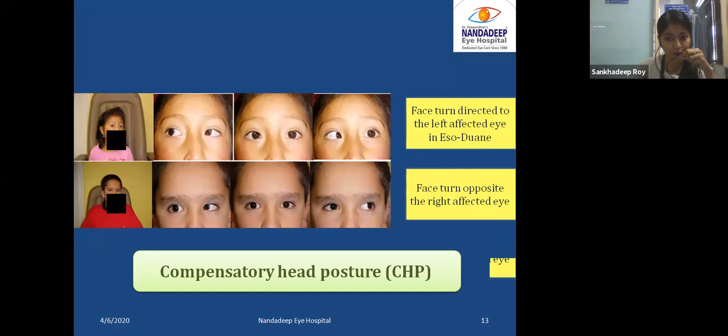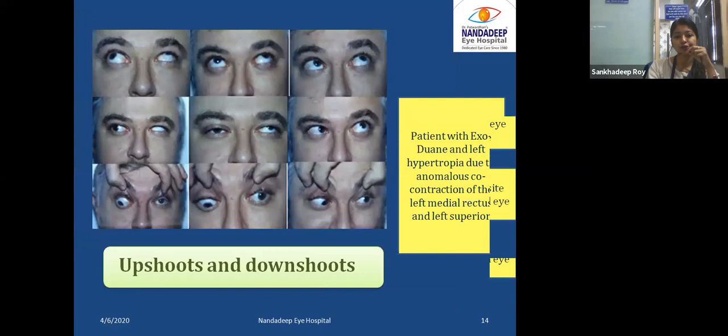And this is the upshoot and downshoot, a little bit of critical cases. Patient with exotropia and left hypertropia due to anomalous movement. See, this is the primary gaze and this is the left hypertropia. If a patient comes to your clinic like that, it looks like an L over R. But the palpebral fissure is greater compared to the right one. Then you start with the 9 cardinal gazes. There you can easily understand the different kind of thing. So we will consider this as the upshoot and downshoot movement. Okay.